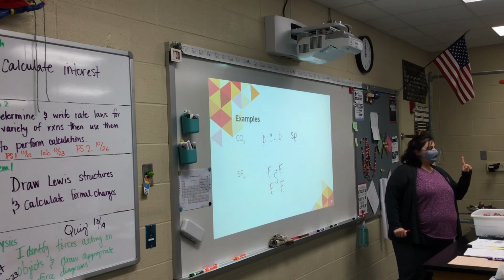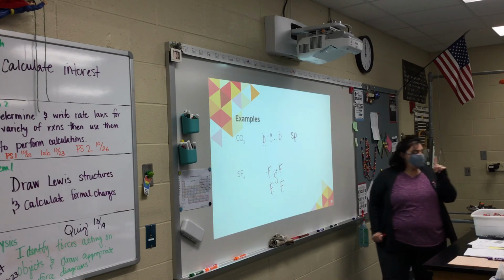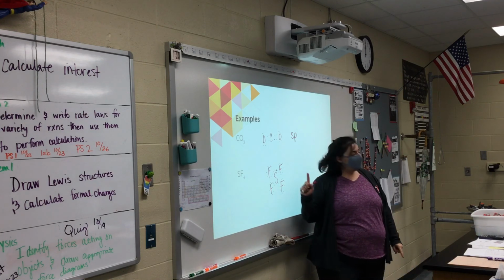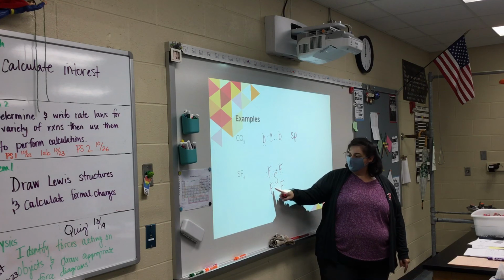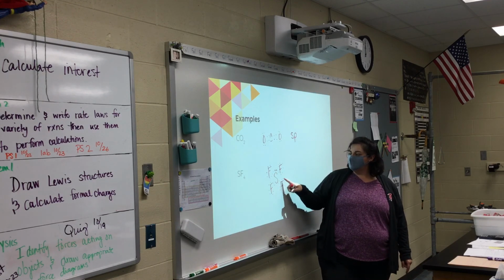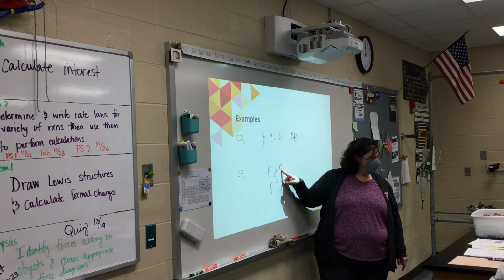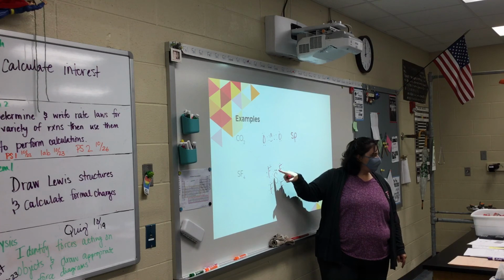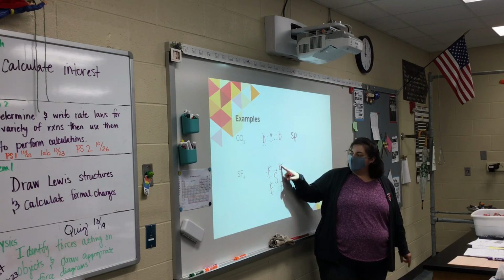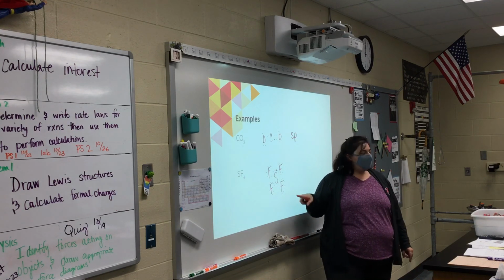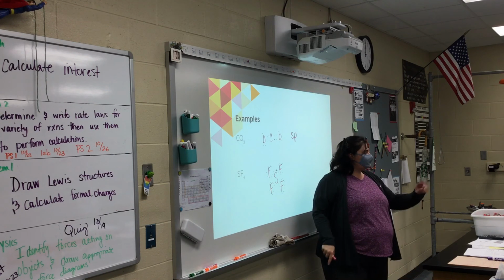The hybridization of our central element. Okay? So now, we're going to count all of these. 1, 2, 3, 4. Do we count the lone pair? Yes. A lone pair goes in a hybrid orbital. So 1, 2, 3, 4, 5. What hybridization is this?